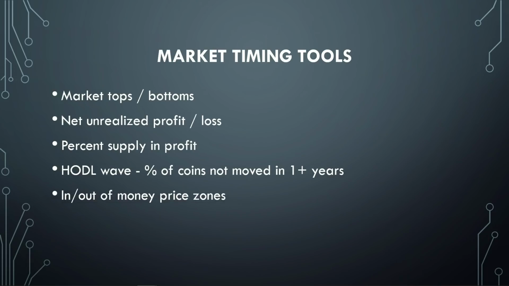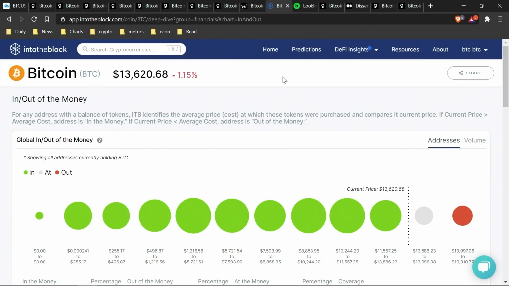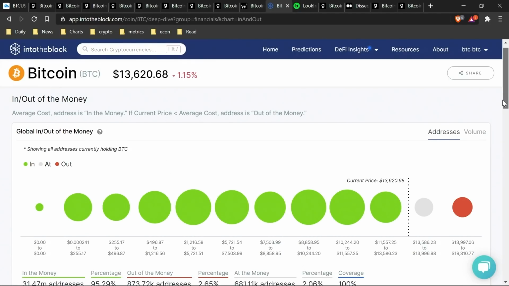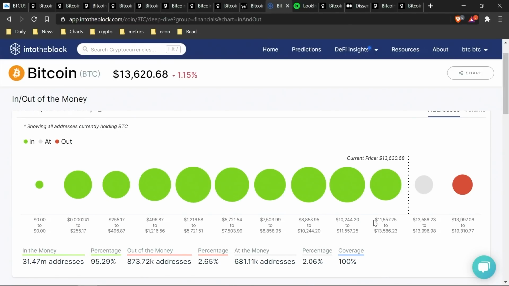And then the next thing we're going to look at is in and out of the money price zones. And this is one that you can find on Into the Block. I'll link this up below as well. But basically what they do here is they break up price levels into different sections where you can typically see where there's either a lot of bag holders at that price or a lot of resistance.